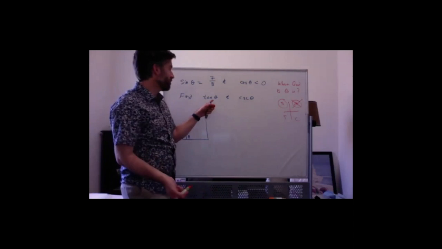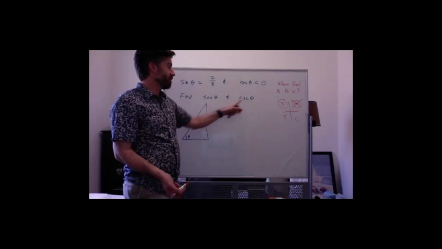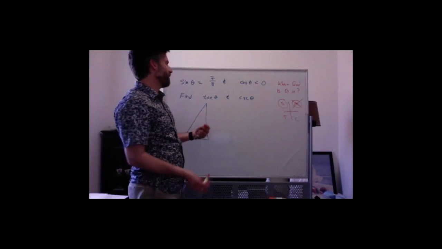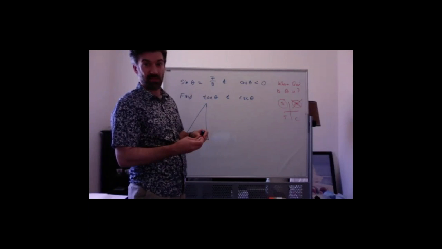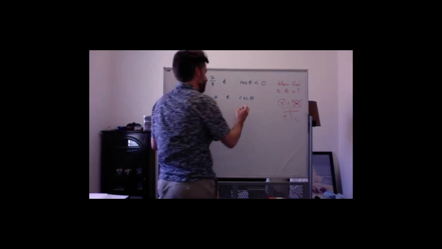And in quadrant 2, tangent's going to be negative. Cosecant's going to be positive. Cosecant might have been a little too easy. I think I might have meant to ask for secant. We'll do secant as well.